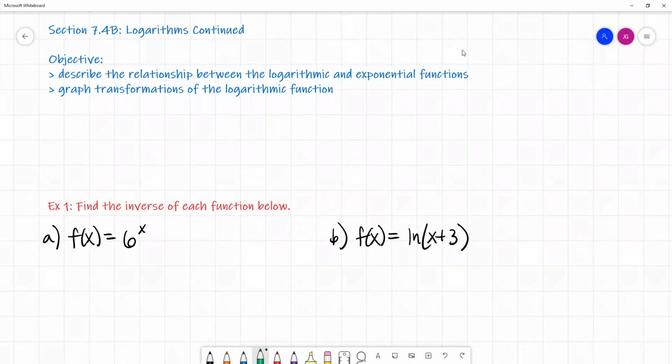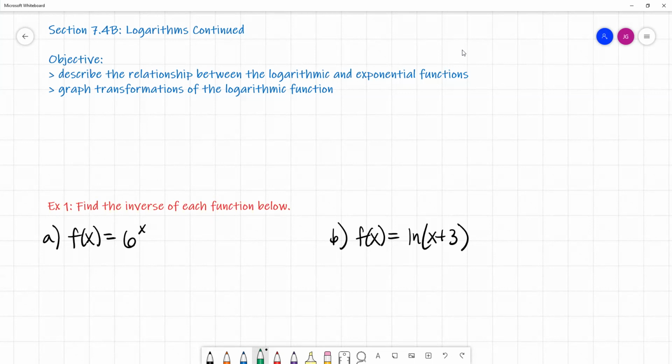Here is 7.4b, just continuing our little study of logarithms, our introduction to logarithms, okay? We're going to describe the relationship between the logarithmic and exponential functions a little bit more, and then we're going to graph some transformations of the logarithmic function, okay? So just kind of furthering our information on this new function that we're learning about. And then in 7.5 and 7.6, we'll talk about properties and solving equations and all that good stuff. But first we need to set a good foundation.